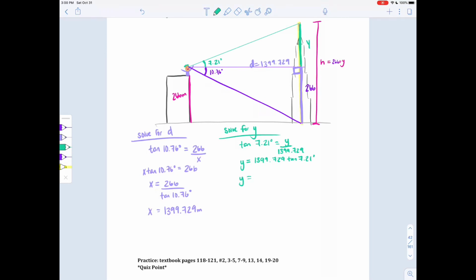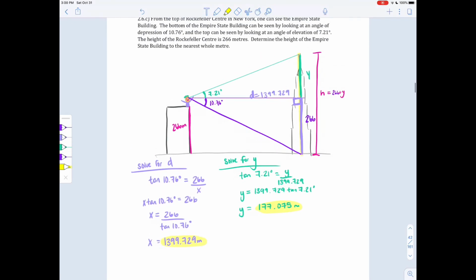And when I plug that into my calculator, I end up with 177.075 meters. Just as one thing to notice, or actually two things to notice. So the first one being I've kept a couple extra decimal places here because we want to figure out our height. Does it say? To the nearest whole meter. There we go. So we're always going to keep a few extra decimal places just so that we don't goof that accuracy portion.